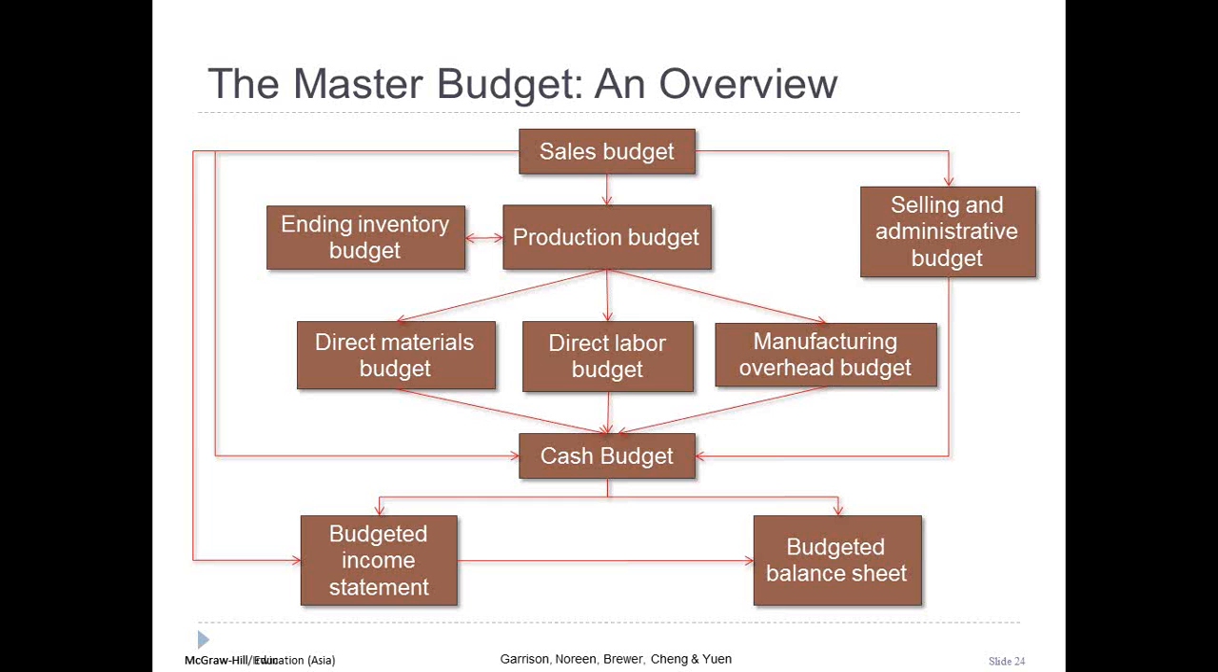These budgets are then combined with data from the sales budget and the selling and administrative expense budget to determine the cash budget. The cash budget is a detailed plan showing how cash resources will be acquired and used over a specified time period. All of the operating budgets have an impact on the cash budget. And the last step of the process is to prepare a budgeted income statement and a budgeted balance sheet.